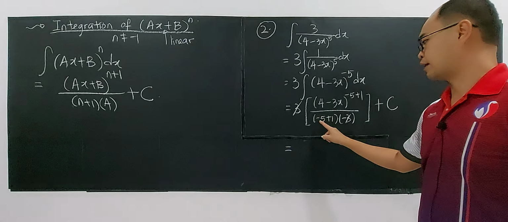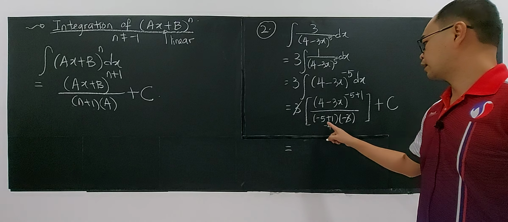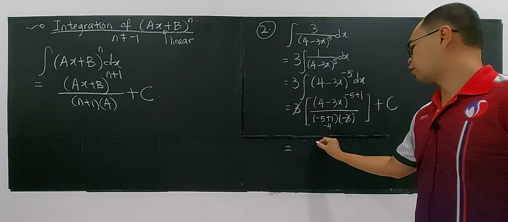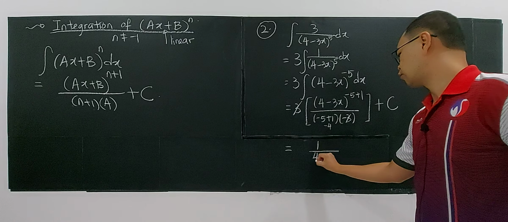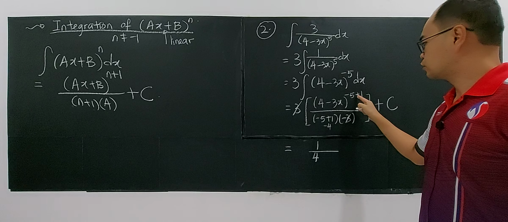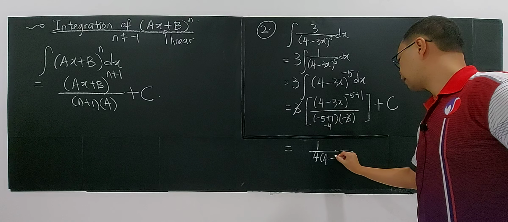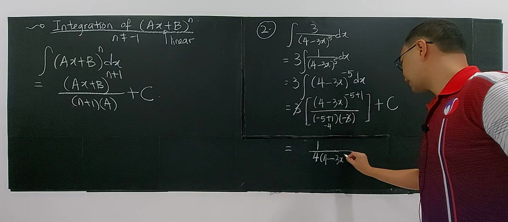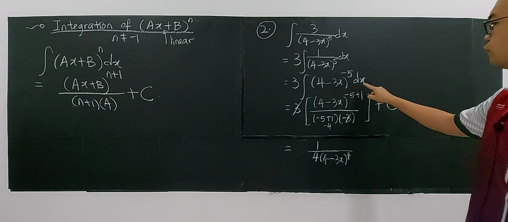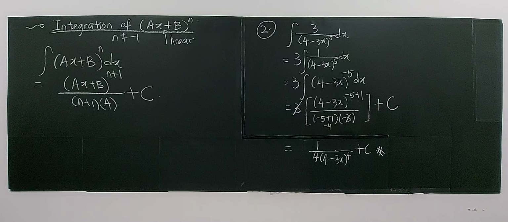So you will have -5 plus 1, which is -4. -4 times -1, so you have positive 1 over 4. And as you move down, it will become (4 minus 3x) to the power of -5 plus 1, which is -4, so power -4, plus c.